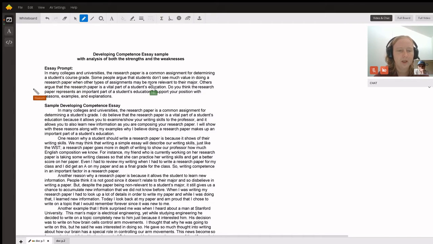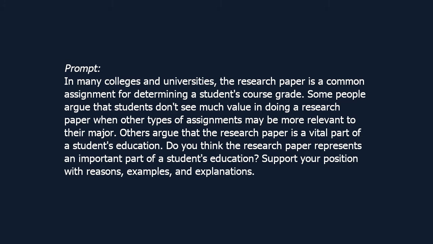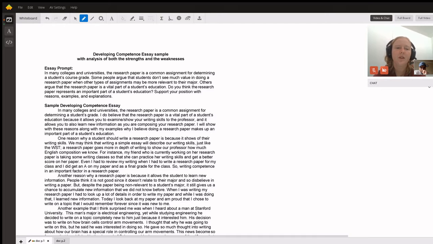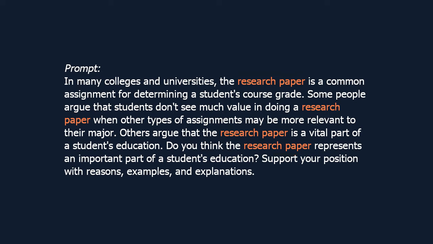So can you go ahead and read the prompt aloud or silently? And what do you think are the 2 most important words on the prompt? Yes, two important words. So one is, I think, I would say like research paper.